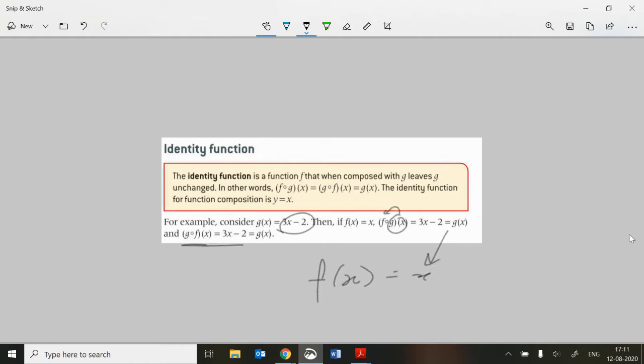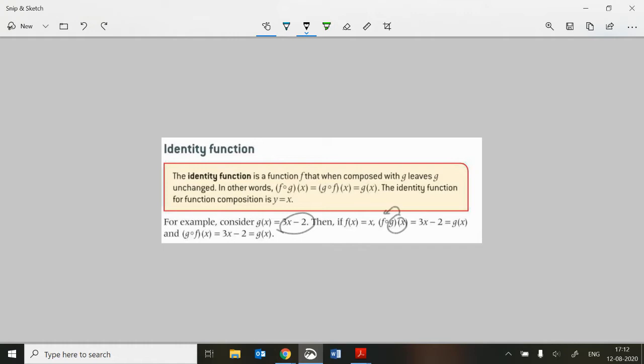And obviously, this is pretty straightforward to do as well. Putting in f of x, which is x, into g of x, and it's just going to give us the same thing, of course. So we're getting g of x in both of those cases. So f is not changing it. Right, okay, so the identity function is f of x is equal to x, or y equals x.